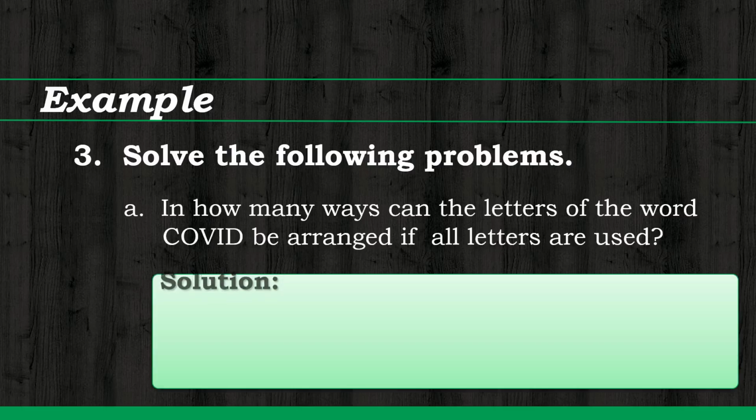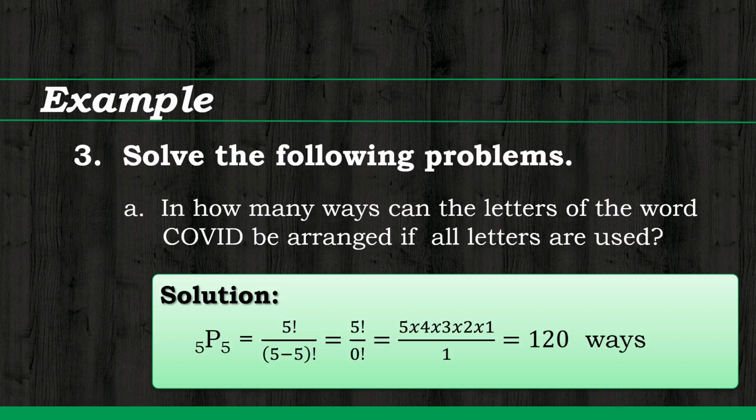For letter A, since the word COVID has 5 letters and all letters are used, therefore our solution is permutation of 5 taken 5 at a time equals 5 factorial divided by 5 minus 5 factorial, which is equal to 5 factorial divided by 0 factorial. 5 factorial is 120, while 0 factorial is 1. 120 divided by 1 is equal to 120. Therefore, there are 120 ways of arranging the letters of the word COVID.